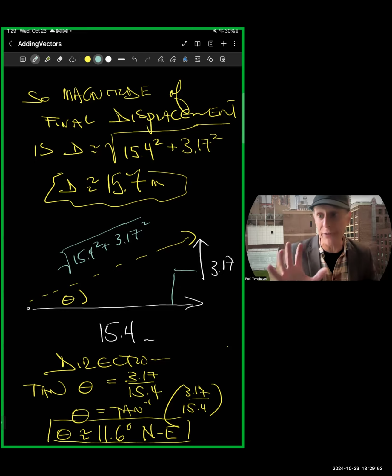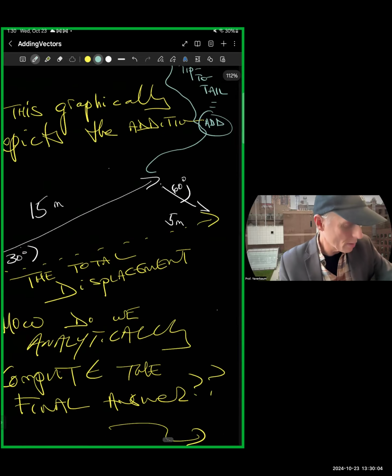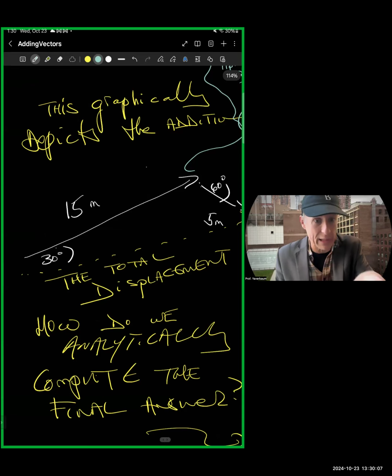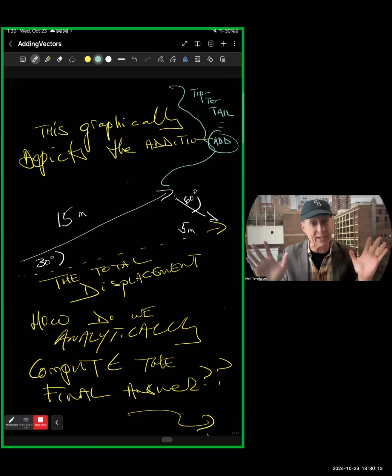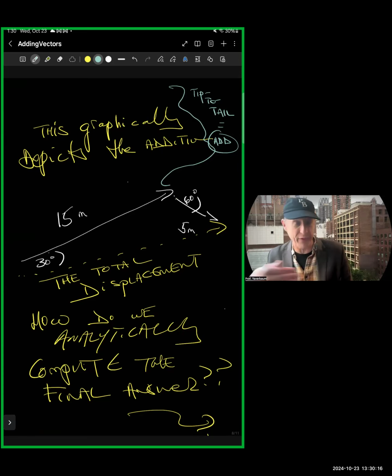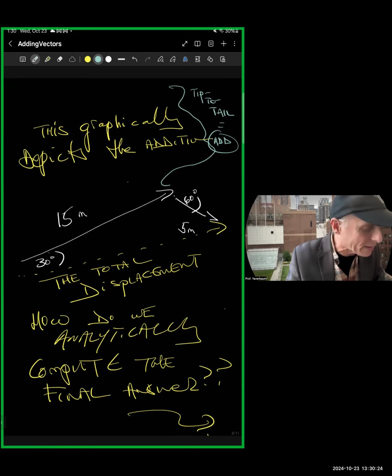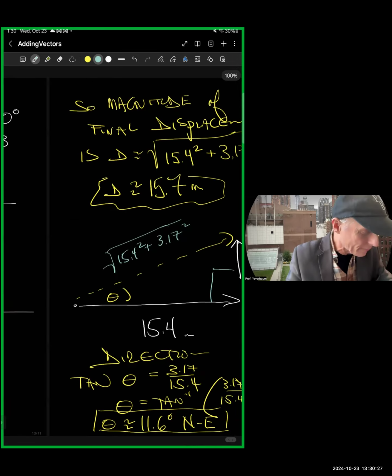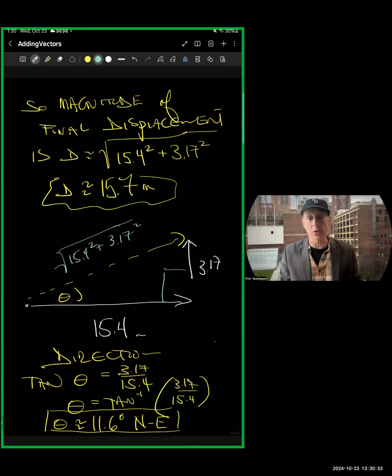So this is my final answer. If you're understanding what I'm doing, those two numbers that I got describe the dotted yellow line in this picture, which is literally the same as this dotted line in this picture. They are two different pictures of the same line. This dotted yellow line that I sketched originally predicted it would be somewhat longer than 15 and somewhat less than 30 degrees. That is what I did at the end of the day. But I understood it by saying that what I really did was go like that and like that, and so I ended up with 15.7 meters, 11.6 degrees northeast.